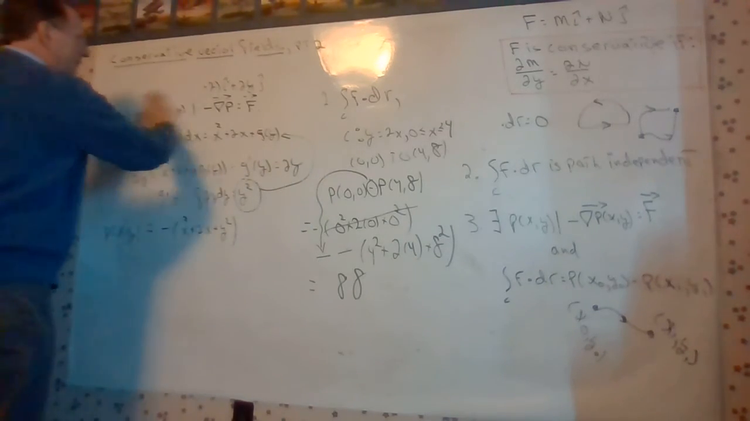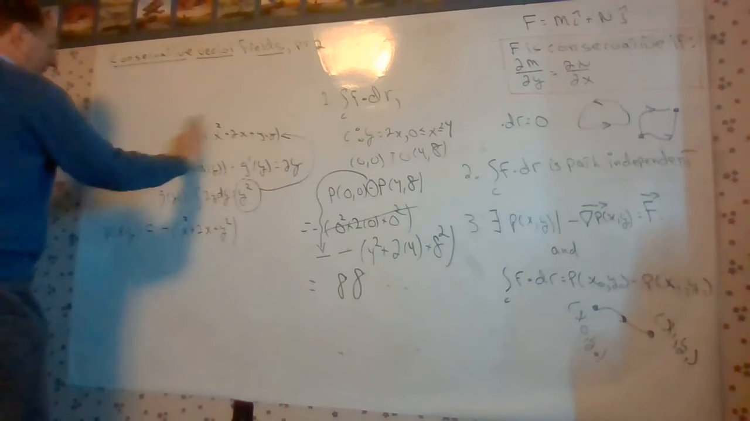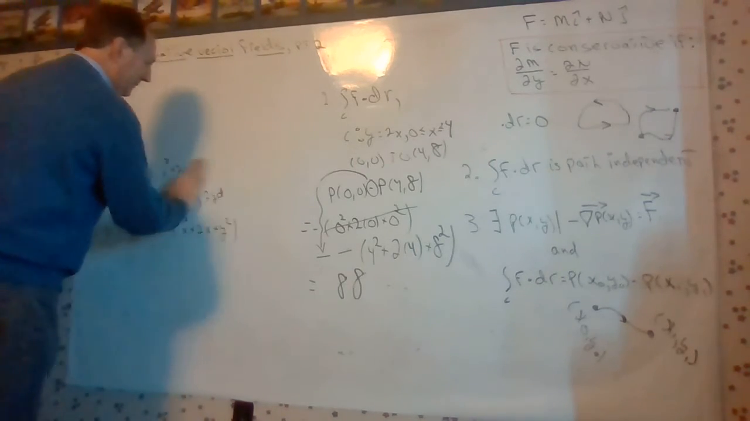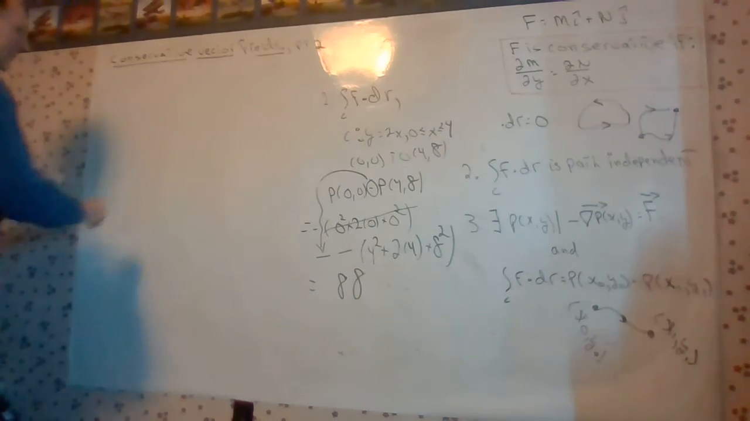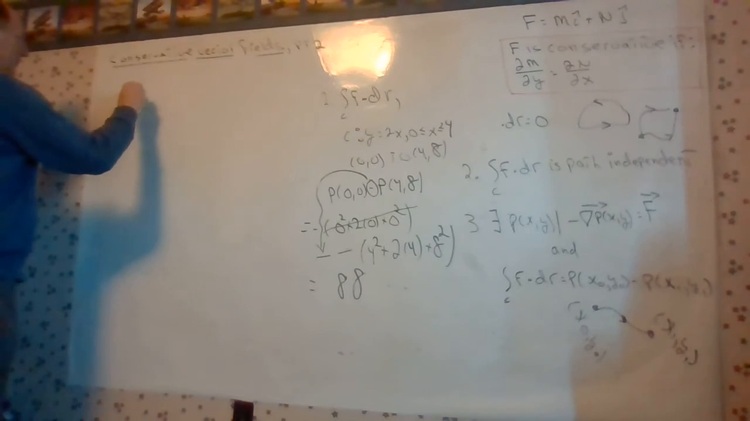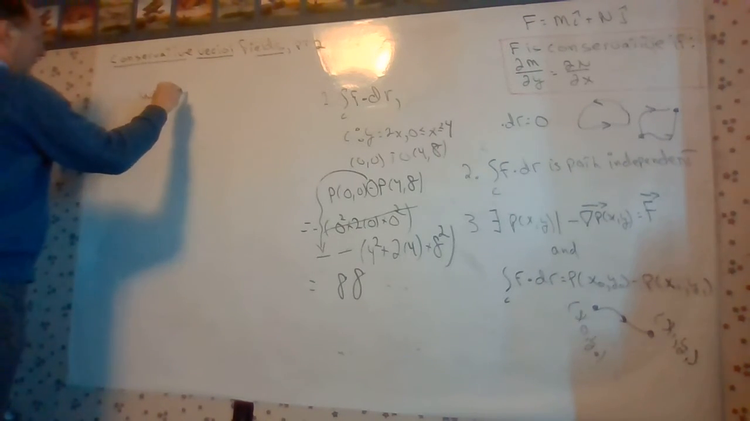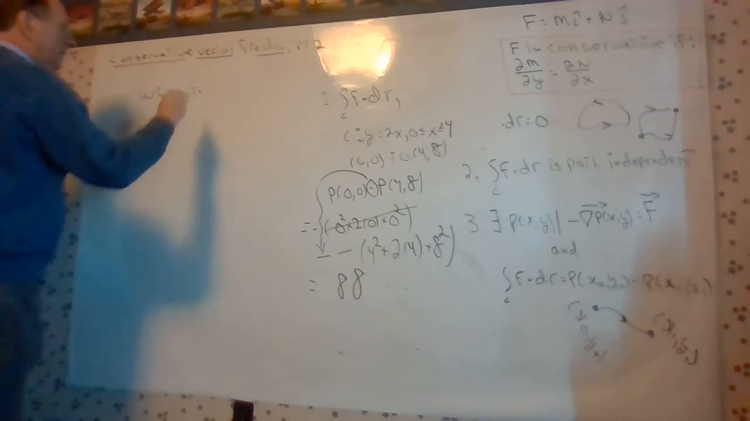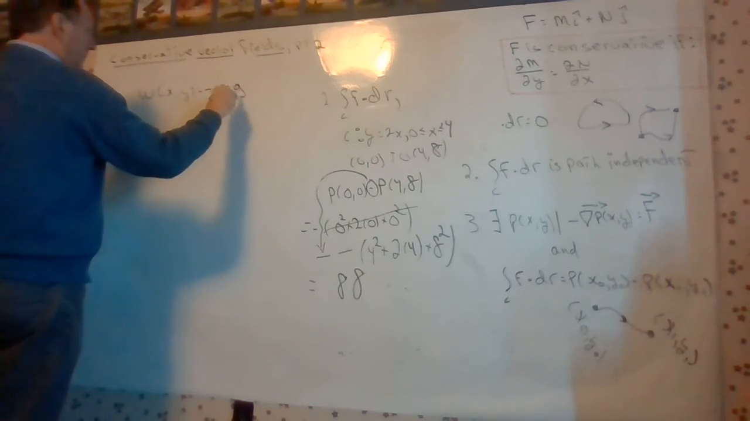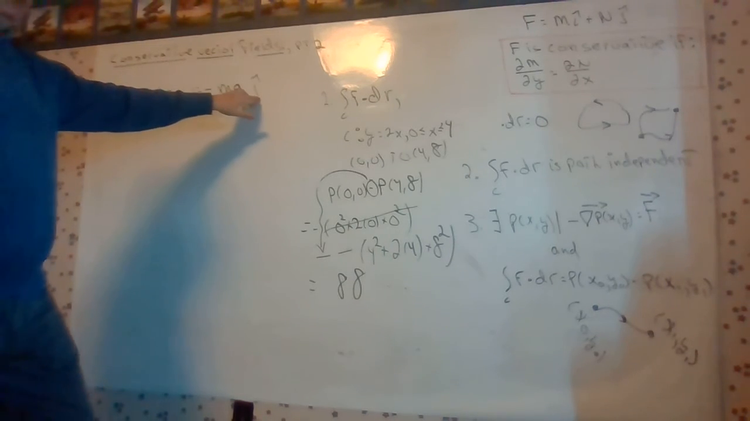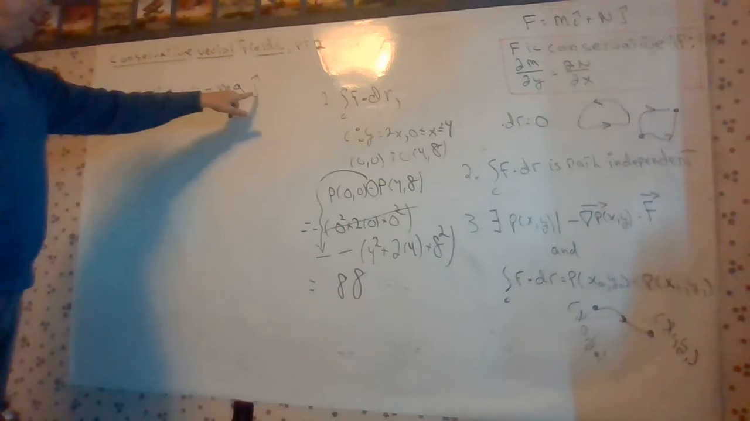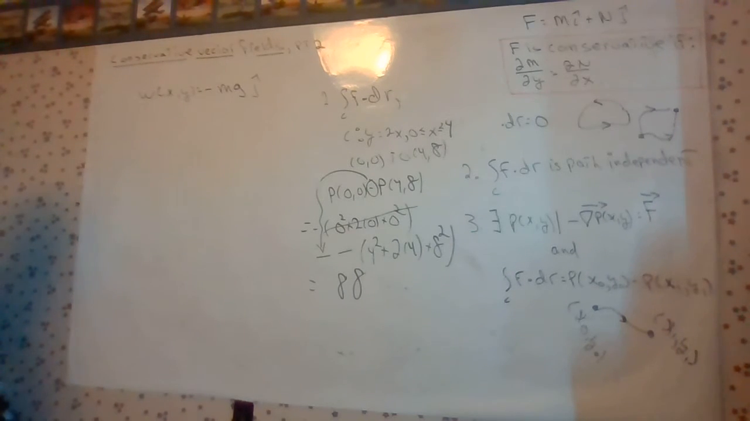Just one more thing, just to add something onto the end. Here's an interesting vector field. W of xy is equal to negative mg j. What is that? Mg is the weight. It's in a downward direction. This is a basic vector field for a weight close to the surface of the Earth.